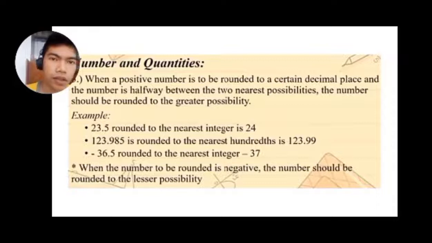And number 3, when a positive number is to be rounded to a certain decimal place and the number is halfway between the two nearest possibilities, the number should be rounded to the greater possibility. For example, 23.5 rounded to the nearest integer is 24. Kasi yung 5, pag rinound off po yan, dadagdag po yan dito sa 23. Magiging 24.